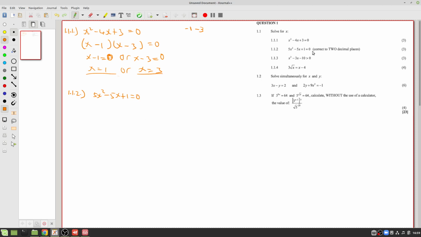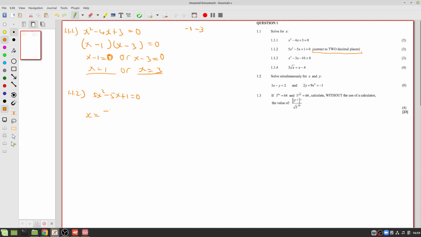Alright, now this is a good hint. If we see solve correct to two decimal places, then we know it's not going to be able to factorize. So that we can either use completing the square or we can just use our quadratic formula. I think it's better just to use the quadratic formula, or at least quicker, because you can just use your calculator.